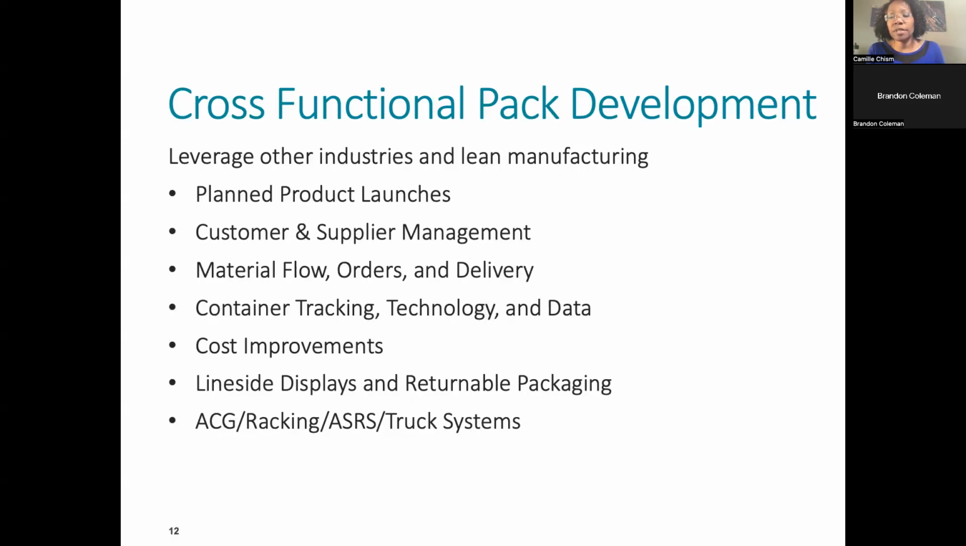Things like cost improvements. Having all this data helps you determine what cost improvements are important. And then as far as things like line side displays and returnable packaging, being able to work with the manufacturing team, quality, purchasing, supply chain, and logistics, which I didn't mention, but they're a big one. Materials and manufacturing, all those things come into play.